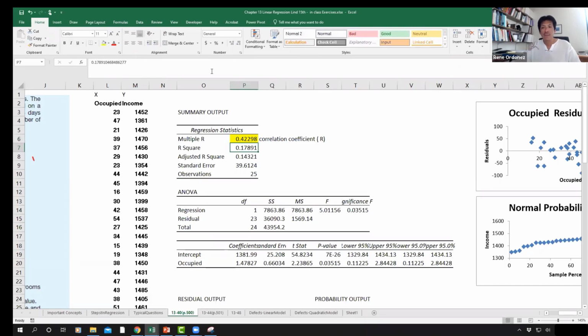This number here is the R squared value, known as the coefficient of determination. Okay, so this is the R square value. Don't worry about the adjusted R squared at this point.